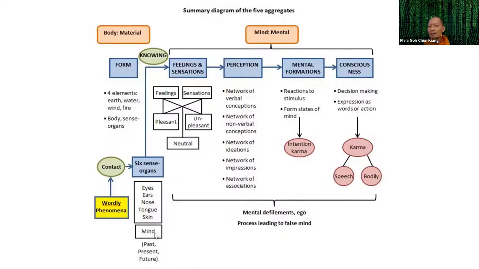Because your eyes are closed, right? Your eyes are closed. Which sense organ are you using? Now you're using your mind, right? So this is using your mind door.